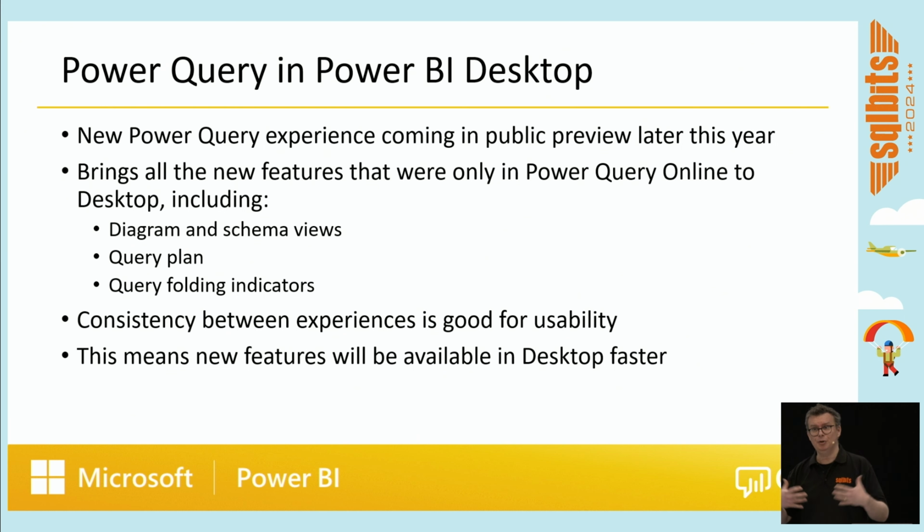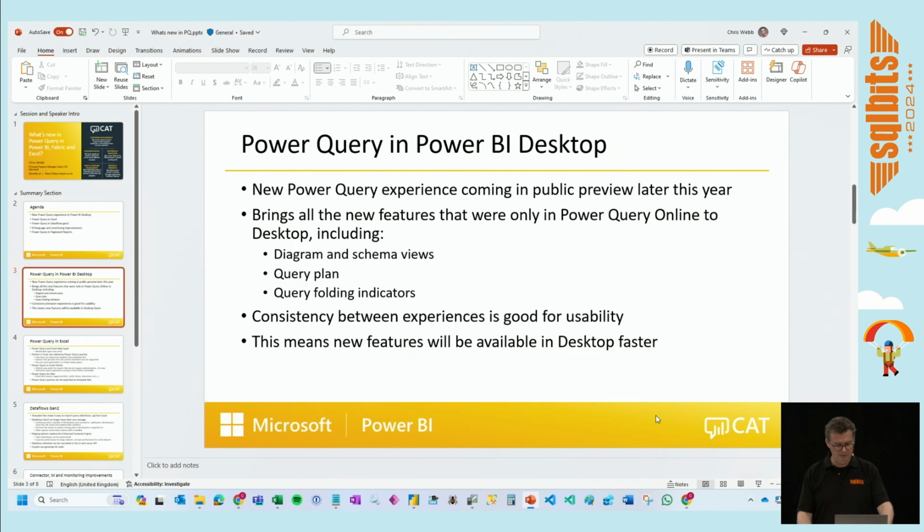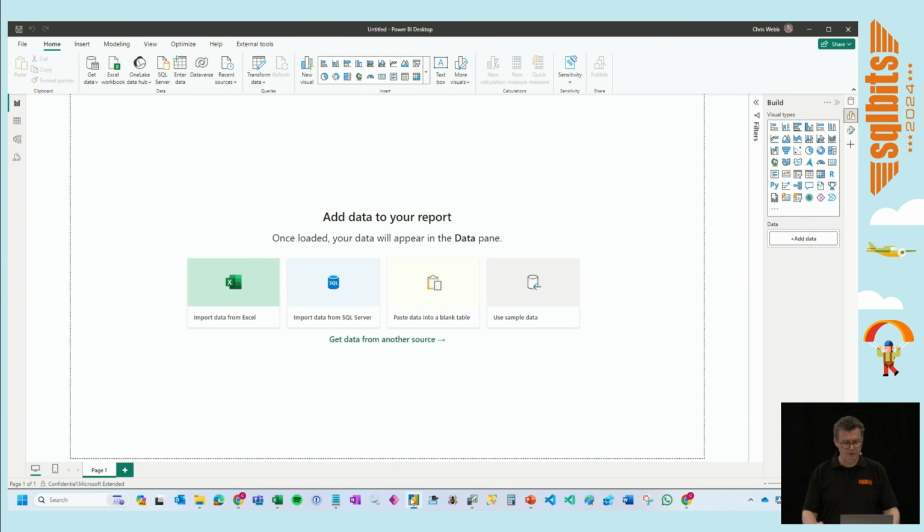There are actually two versions of Power Query. There's the kind of old school Power Query in Desktop and Excel, and then there's Power Query Online. What's happening is that the version of Power Query Online is coming to Power BI Desktop and eventually Excel. And that's going to give you a whole bunch of great new features. So let's see that. I've got Power BI Desktop here, but I've got a special secret preview feature switch turned on, which gives me the new Power Query experience in Power BI Desktop.